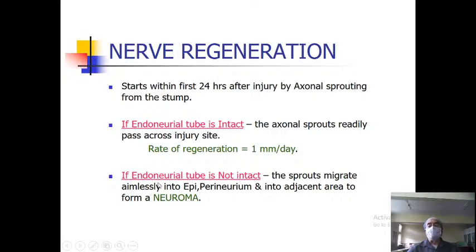So similarly, if the endoneurial tube is not intact, then there will be some confusion. The sprouts may wander aimlessly into the epineurium, perineurium. They don't know what to do, but because they are nerve fibers, the sensation is intact and it is an unpleasant sensation, especially from the neuroma. So what you are feeling, even the neuroma will give to the body. Unpleasant.